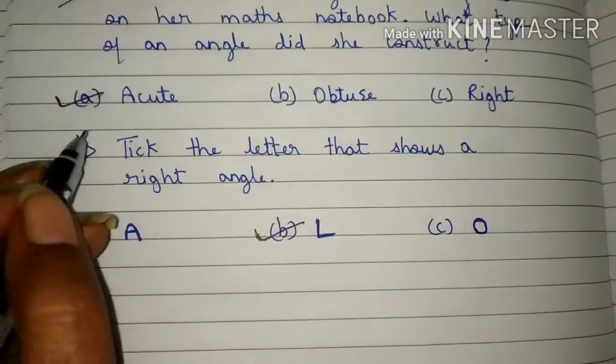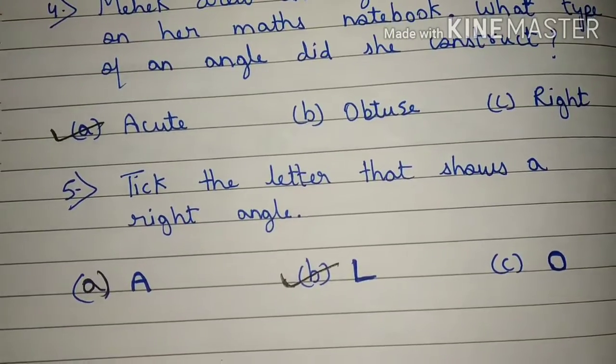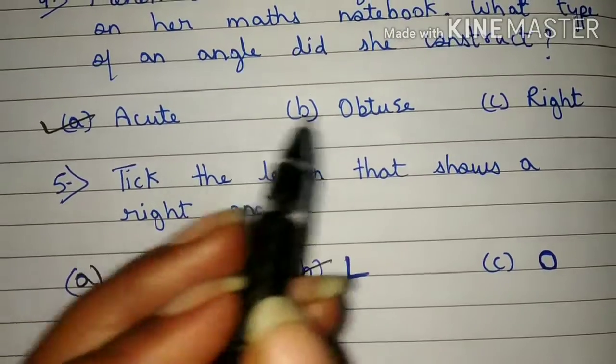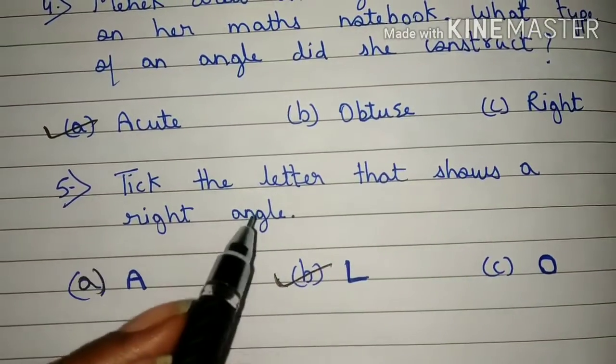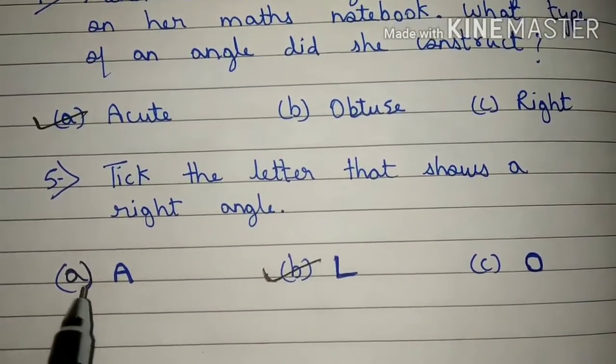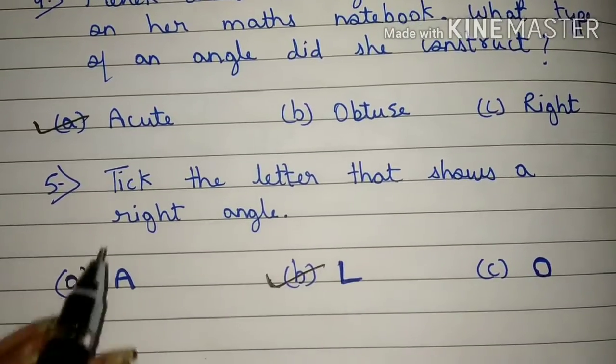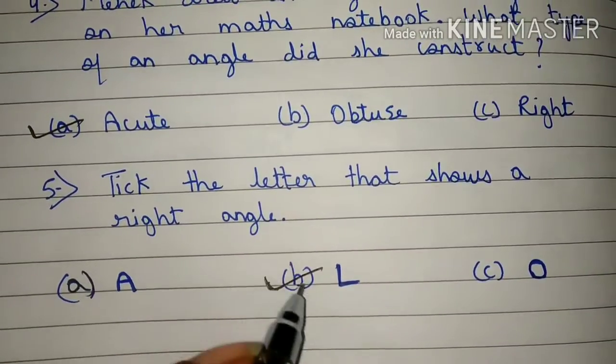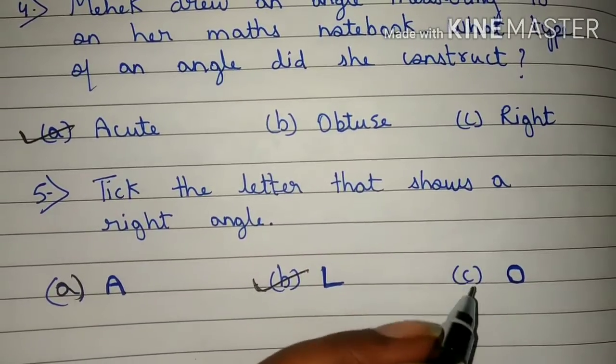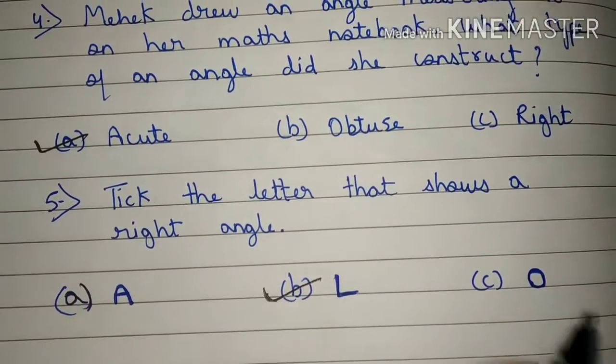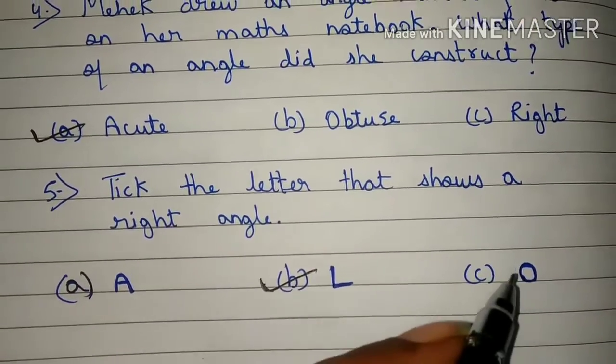Students, now come to the fifth. Tick the letter that shows a right angle. Here three options are given to you. Option A. Option B, L. Option C, O. Now you have to tick the correct answer.